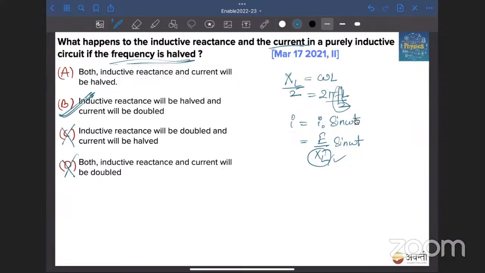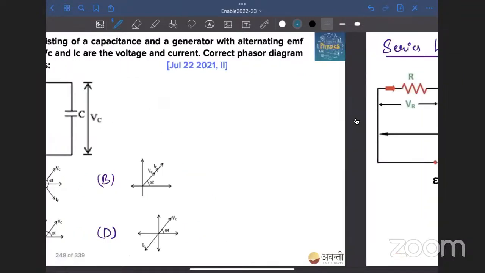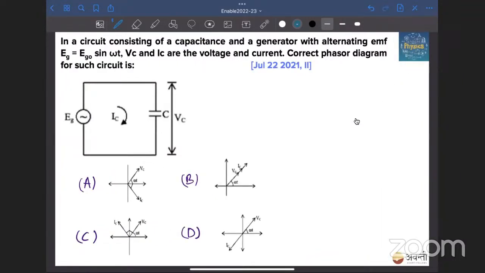Chalo, let's move to the next question. Take this question as homework. Please note the question quickly. And then chutti. Tomorrow we will be discussing LCR and resonance, and we will be doing a lot of questions. Come on time.